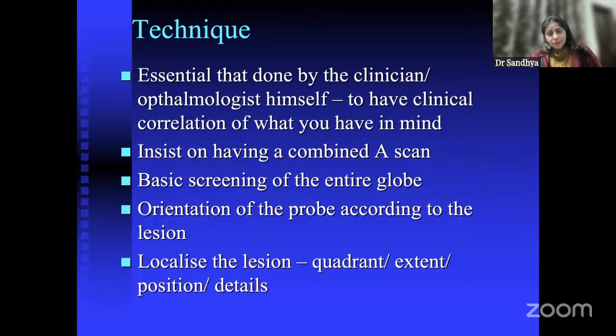So start with basic screening of the entire globe. You look at the orientation of the probe, and see the orientation according to the lesion. You should have that lesion in your mind: what are you looking for? You just can't start blindly. You should know the patient, the clinical history, and have a good clinical examination. Try to have a fundus examination. So at least you should know the case. Only then you start with the B scan, because then you know what you have to look for. Try and localize the lesion, whatever lesion you want to see. You look for the quadrant, you see the extent of the lesion, you see the position of the lesion, and then you start seeing the lesion in more detail.